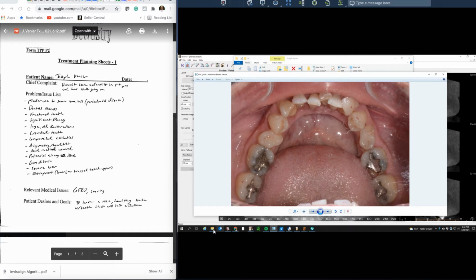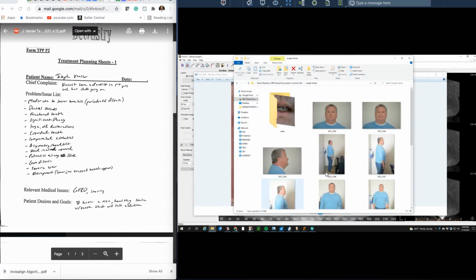Asymmetry and head tilt. We like looking at the musculoskeletal structure. We know that the muscles of the head and neck and the jaw are connected to the muscles of the rest of the body.